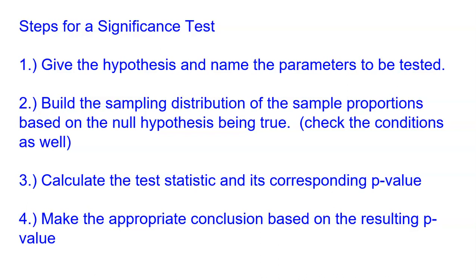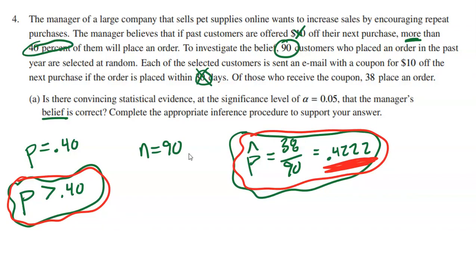being true. So we're going to build a sampling distribution based on a population parameter that we believe to be true. And we do have to check our conditions to build that sampling distribution. Because let's just go back here for one more second. If I simply ask this question, my grandma's going to say, well, 42 is bigger than 40. Looks like we have evidence.